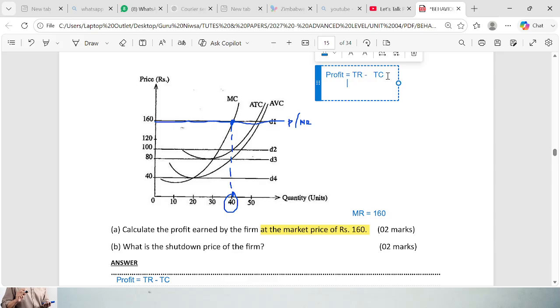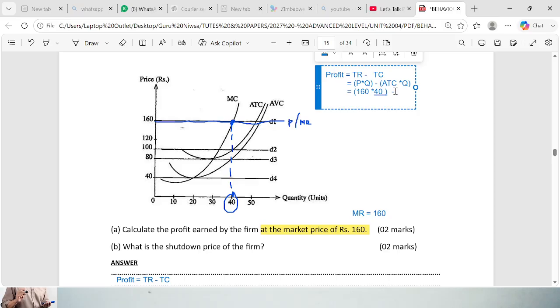Profit equals TR, price into quantity, minus TC. TC means the average total cost into quantity. The market price is 160. The question says that price is 160, then multiplied by how many units are being produced? 40 units. So this is the total revenue.